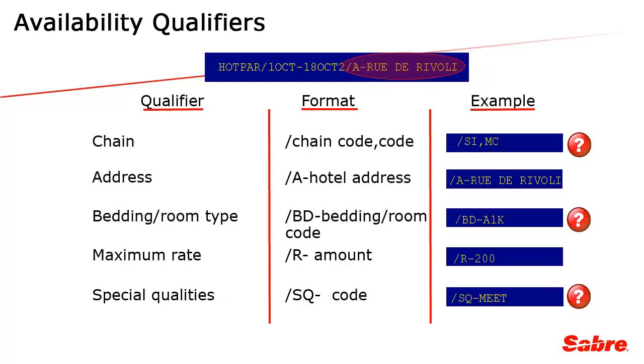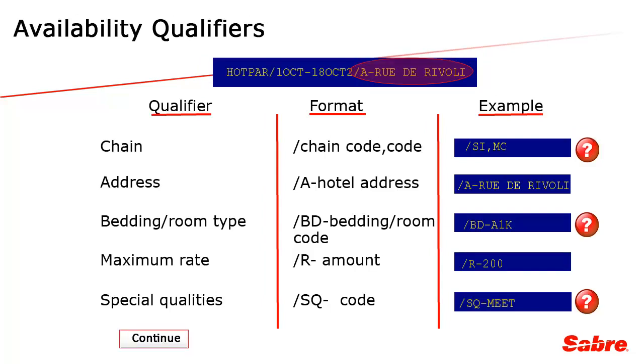To refine your hotel search, there are many qualifiers you can add after a / at the end of your basic format: the hotel chain, an address, the bedding type, to name a few. You can append different qualifiers and separate them with a /. Click on the question mark at the end of the format example for more detailed information. Once you have checked all the options, click Continue.